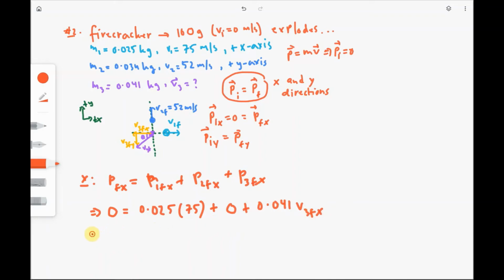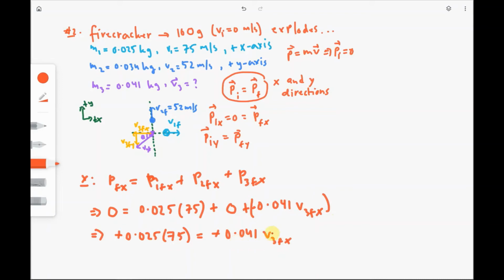Then we have an equation. Just take 0.025 times 75 on one side, and then we have something left here. Well, we have missed the fact that there should be a negative sign because V3 final x is in the negative x direction. So this is a negative 0.041 times V3 final x. You can divide out the negatives.